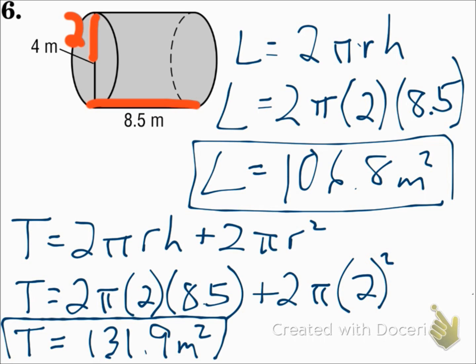Use the formula, substitute in the correct value. We didn't know the radius, so we had to find it, and then punch it all in. Make sure you hit the pi button and not 3.14.